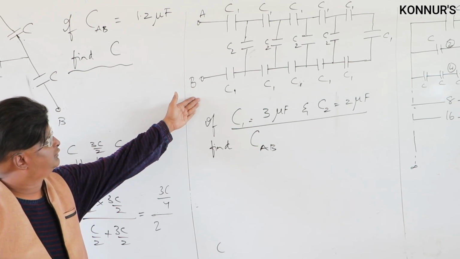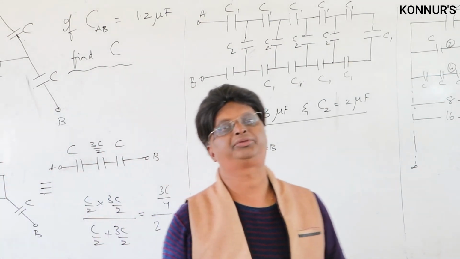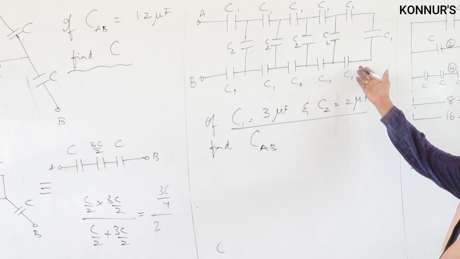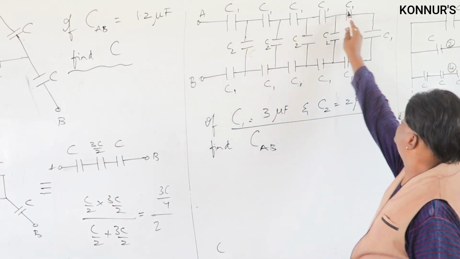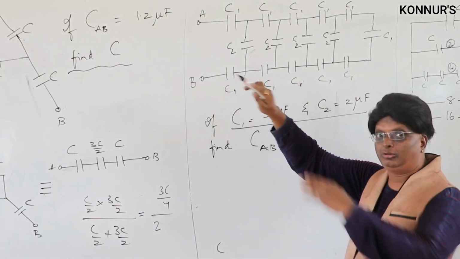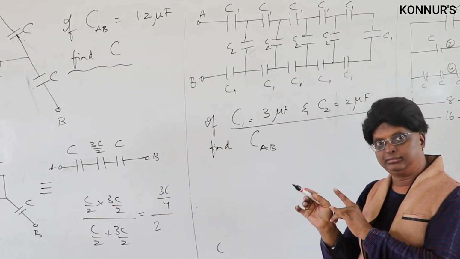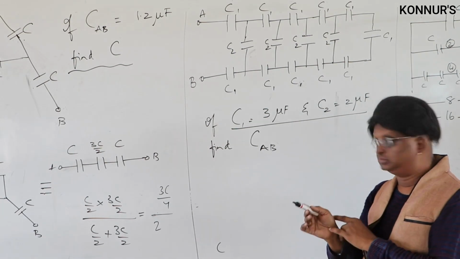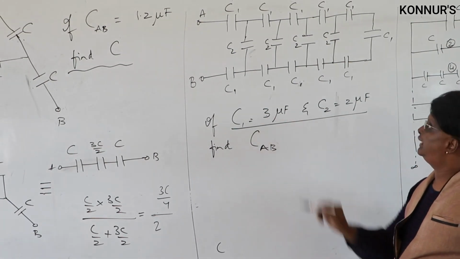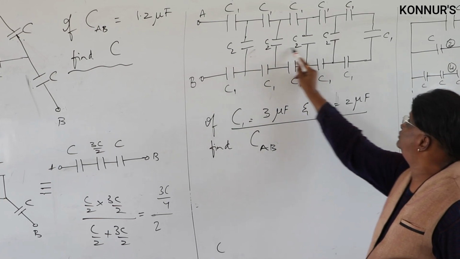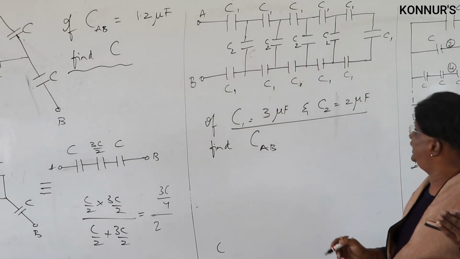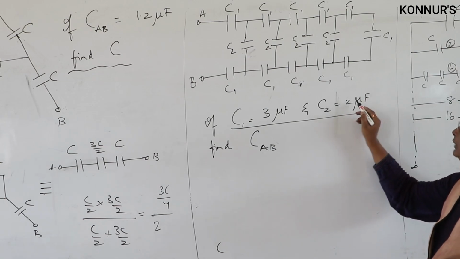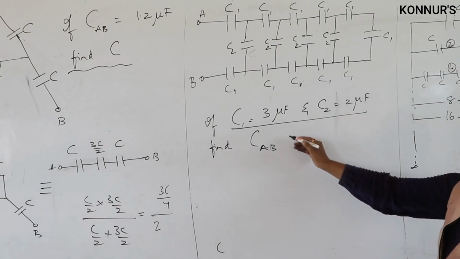Now, in this example you will find there are two types of capacitors shown as a kind of ladder. All these, 1, 2, 3, 4, 5, 6, 7, 8, 9, 10, 11, are C1, one type with value given to be 3 microfarad, and these C2, 1, 2, 3, 4, like that, they all have a magnitude of 2 microfarad. Now the question is, what is C AB?